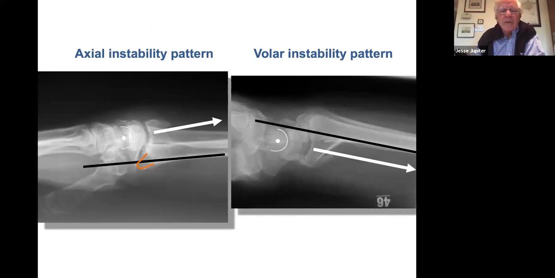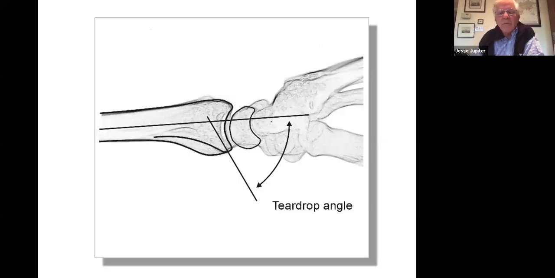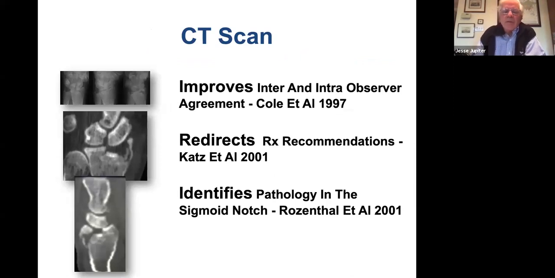And so the axial instability pattern is very hard to tell from routine, standard x-rays, and often a CT is very, very helpful, as well as with the volar instability pattern, because that too may involve more than one volar fragment. So if I can leave you with something, it's that the volar teardrop is really hard to assess accurately without a CT scan. And we know that for many studies throughout the musculoskeletal system, scanning improves the alignment.